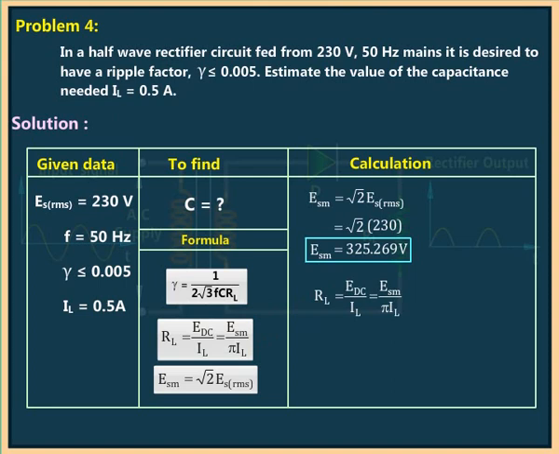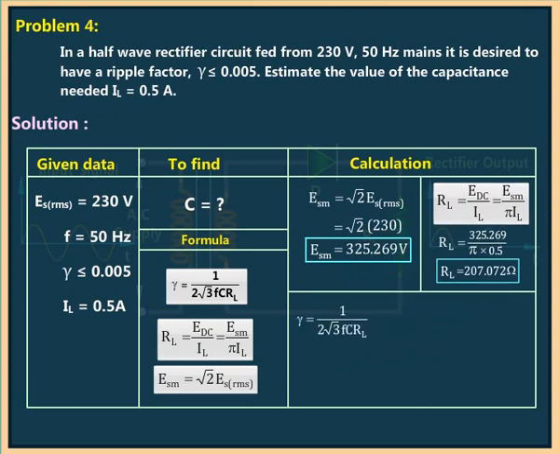Then find the RL value. RL is equal to EDC by IL is equal to ESM by pi IL. RL is equal to 325.269 by pi into 0.5. RL is equal to 207.072 ohms.